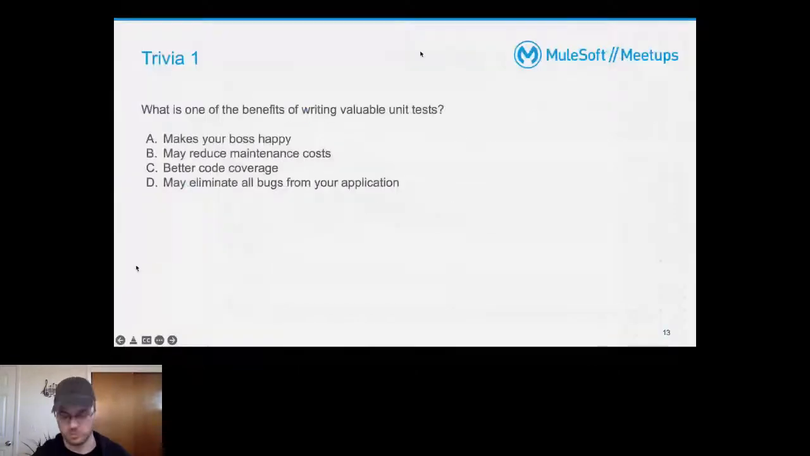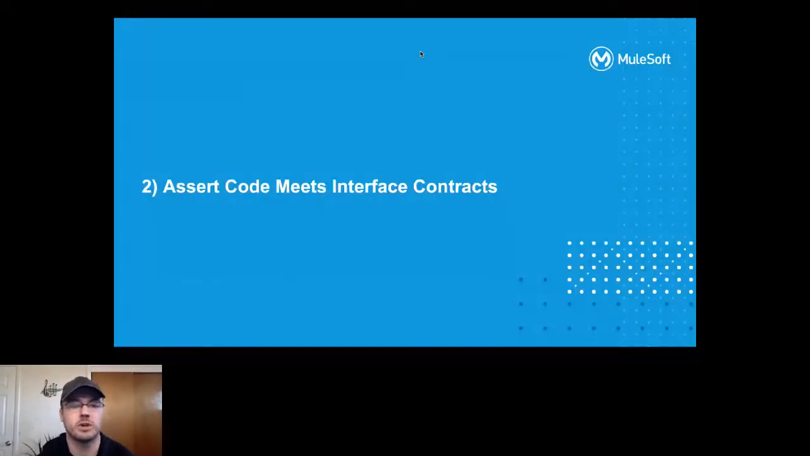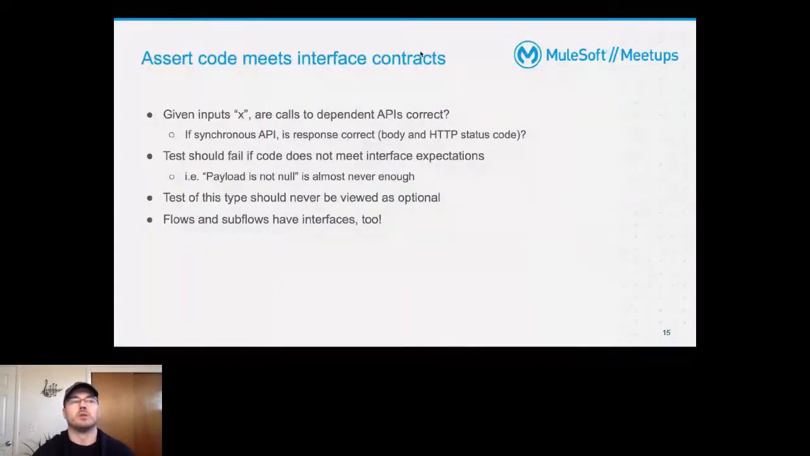All right, let's keep on going here. Second section, assert code meets interface contracts. So what does this all mean? What it boils down to is, given certain inputs, we'll just call them X, are the calls to all of our dependent APIs correct? For example, let's say we take in an API call through a RAML contract, and one of the things we have to do is reach out to another system to get data from it. Maybe merge it with data from another system and then return the result.